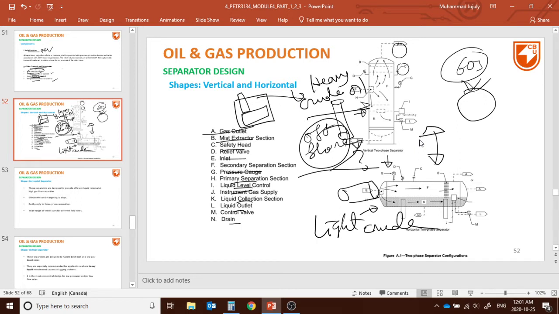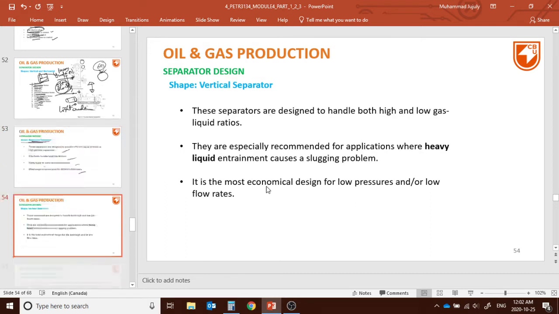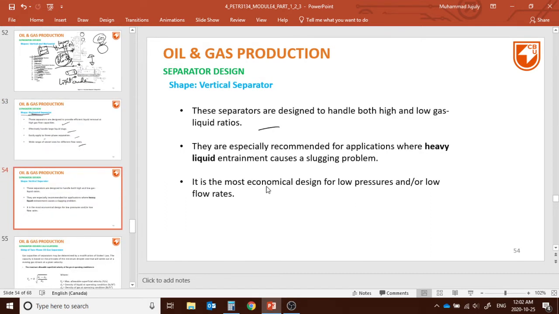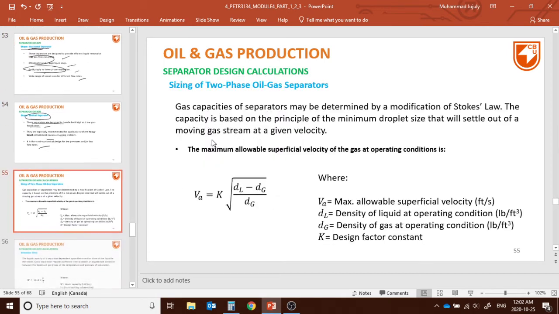Okay, what are the units we got in here? Now this is the pros and cons of the properties, the factors to design the separator for the horizontal. If the shape is horizontal, these are the factors, and for the vertical, these are the factors. If these factors are satisfied, we choose the vertical separator, and for these types of factors we choose the horizontal separator.